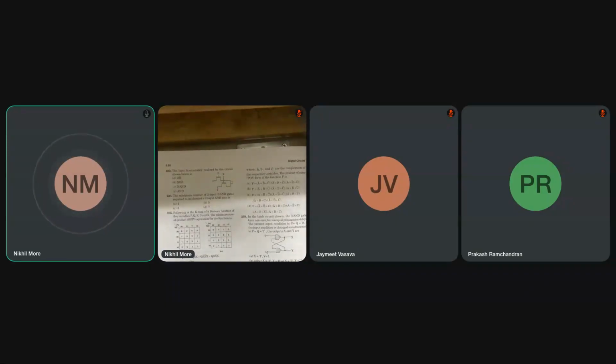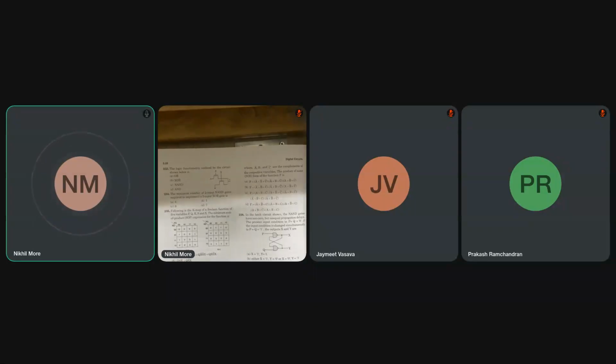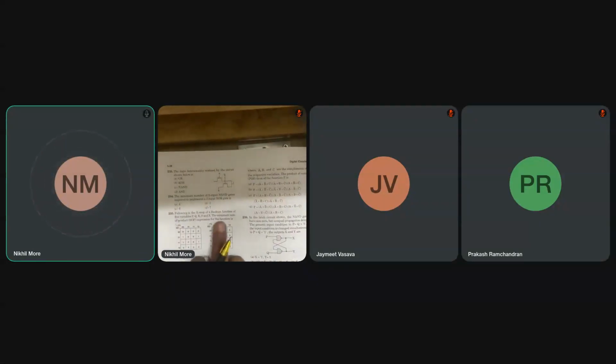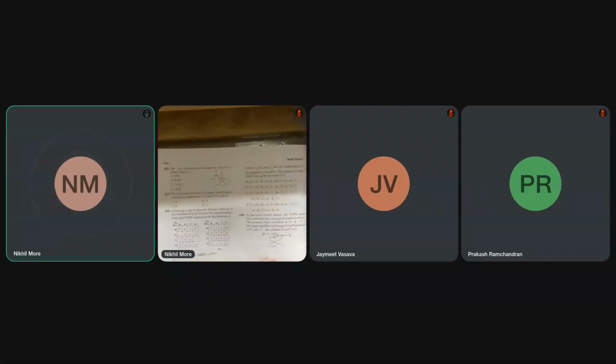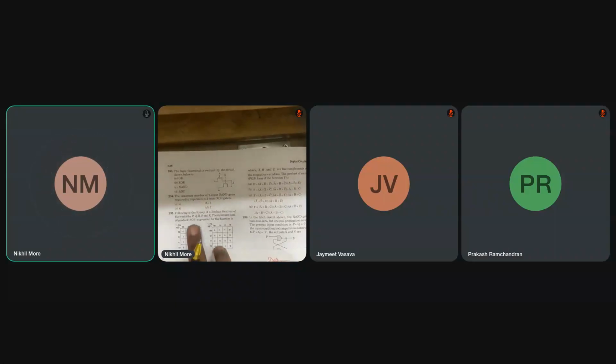We are expected to find the minimum SOP. Minimum in the sense that it will have the least number of SOP terms. They are not expecting a canonical form, but a minimum SOP function. So what we have here is PQ and RS. The X is the output.